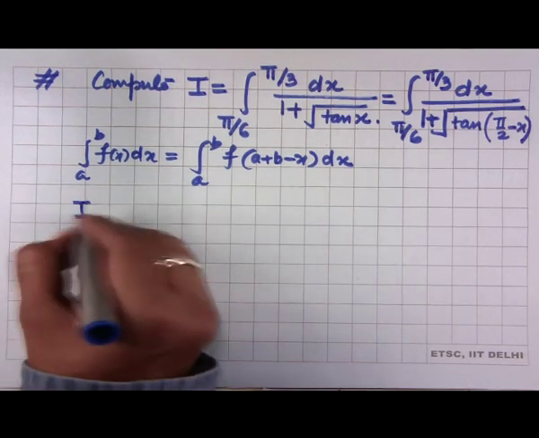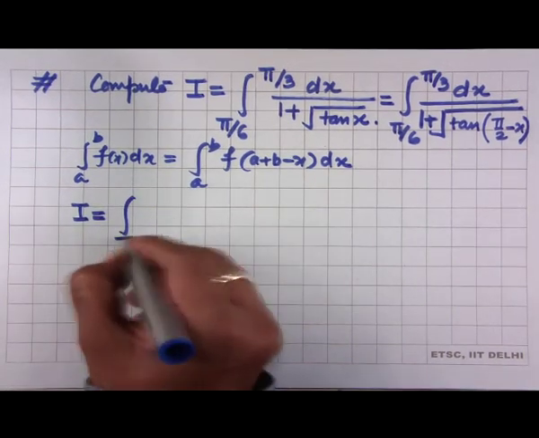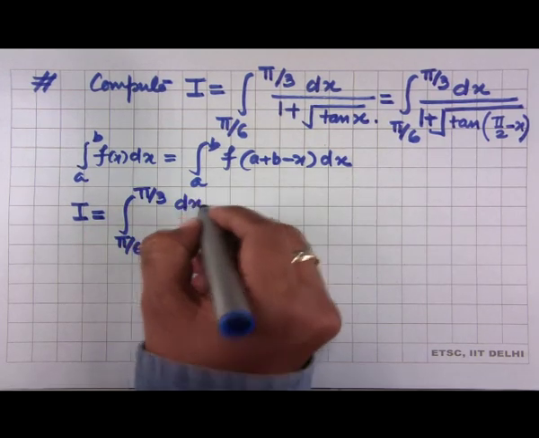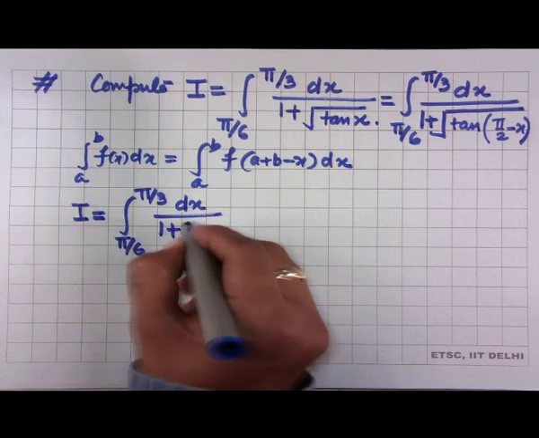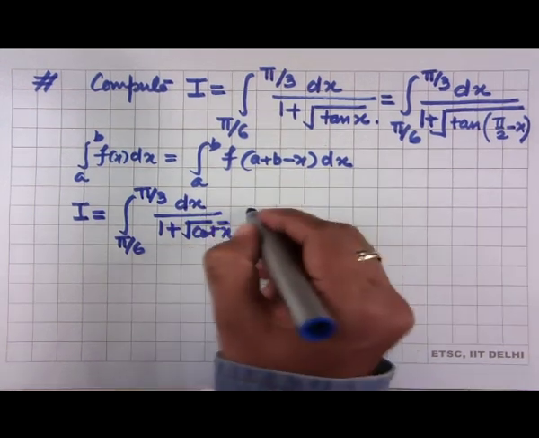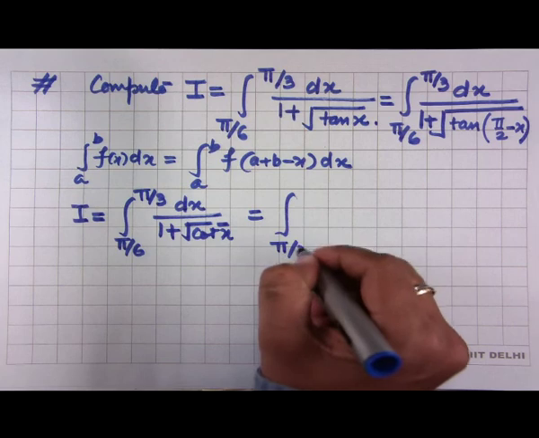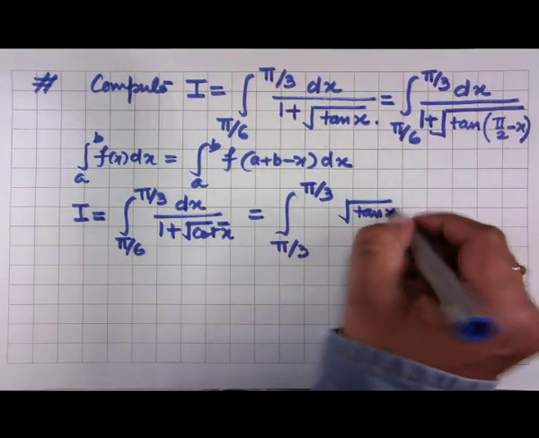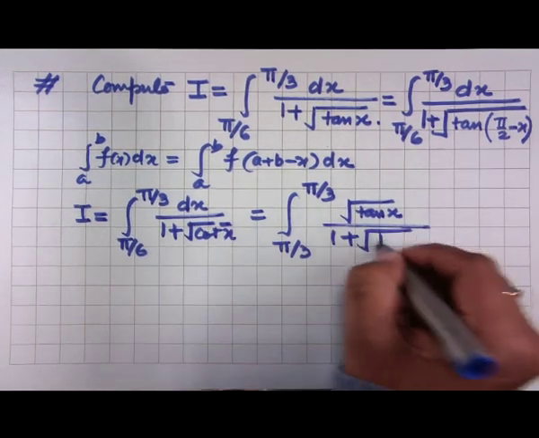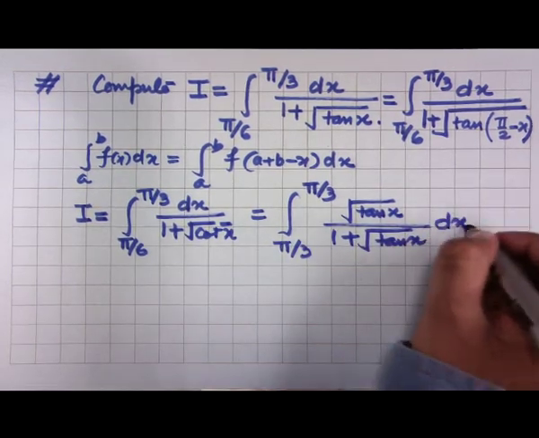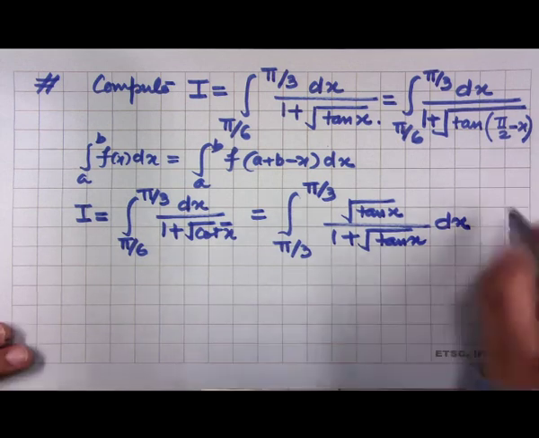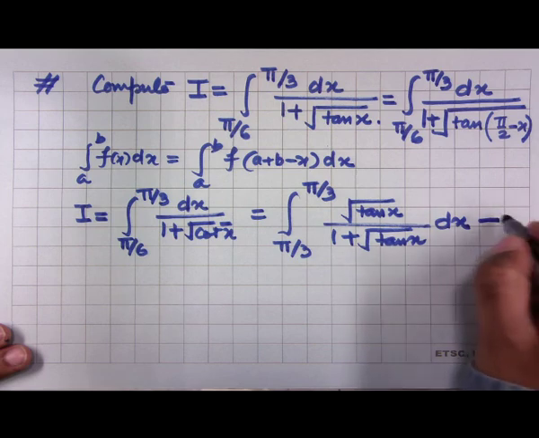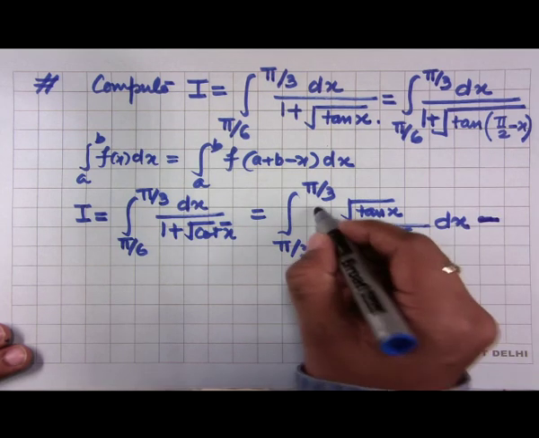So I is therefore immediately equal to the integral from pi by 6 to pi by 3 of dx by 1 plus under root cot x, which we can write as under root tan x by 1 plus under root tan x, dx. Now if... okay, so let me do one thing, let me just add and subtract here.